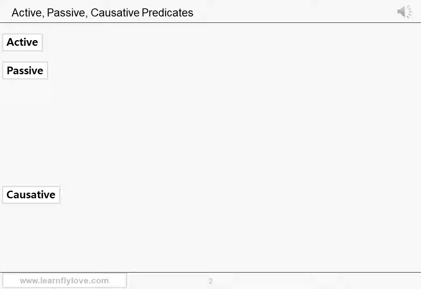Before we start this, we gotta tell you one thing. The Korean grammar about active, passive, and causative predicates is extremely complicated and super difficult. I'm not kidding. So what does it tell you?